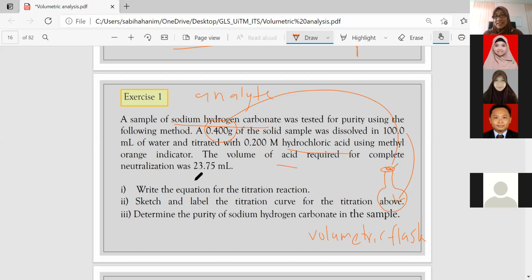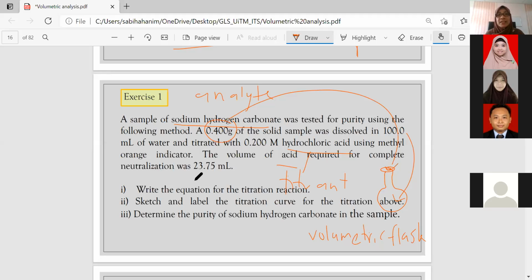Is it the sodium hydrogen carbonate, ma'am? Yes, correct. Good. The analyte is actually sodium hydrogen carbonate. How about the hydrochloric acid? Hydrochloric acid is the titrant, because the hydrochloric acid is what we put inside the burette. Correct. So when we do the titration, at least you have to identify.